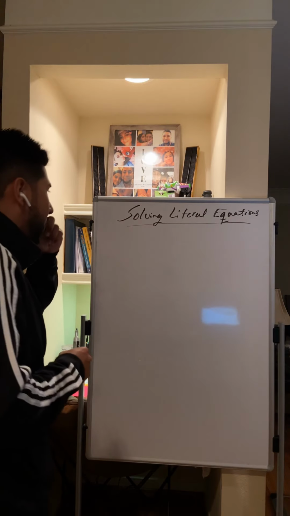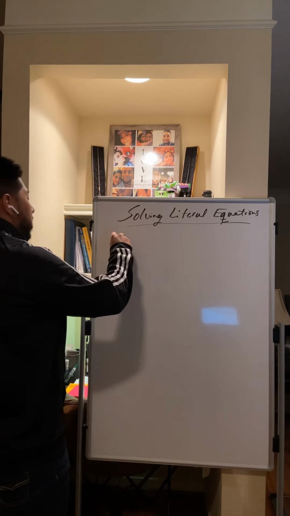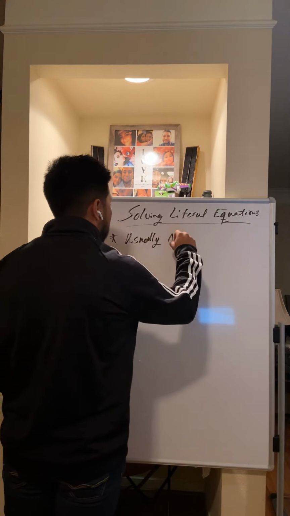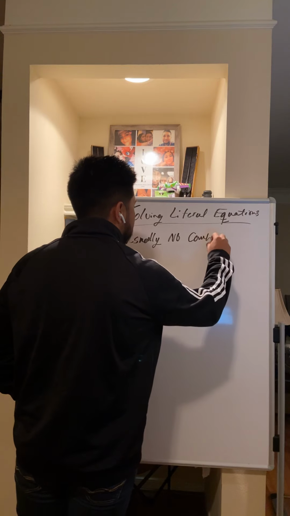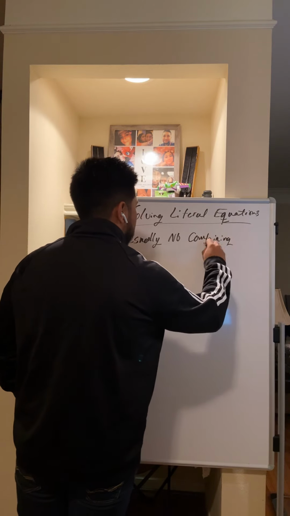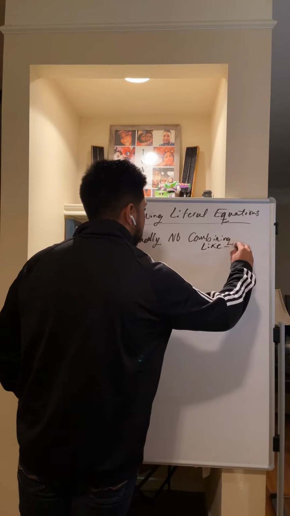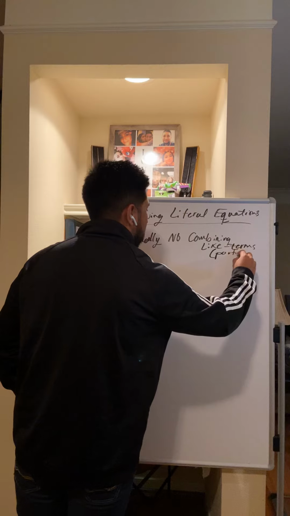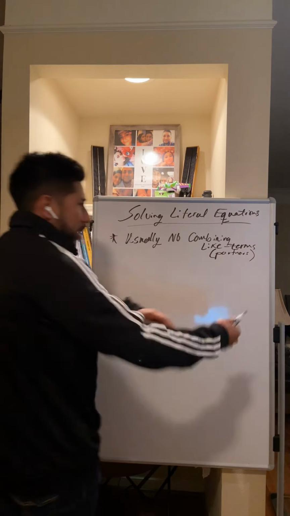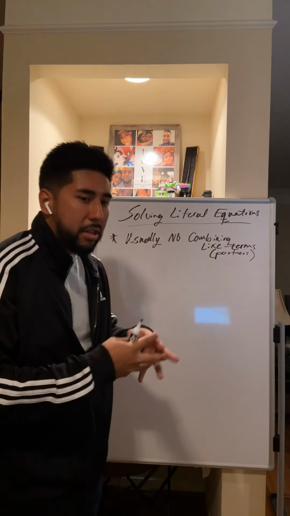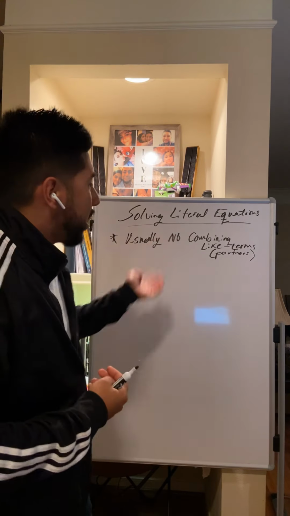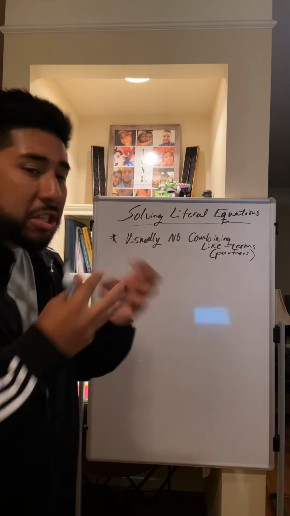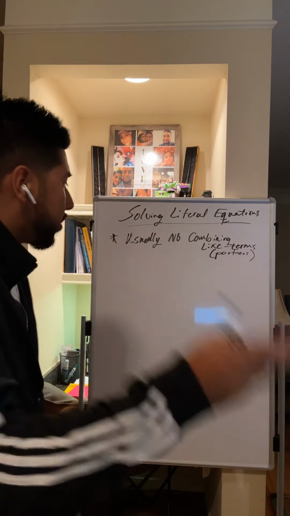But anyway, solving literal equations. First thing to know, there are usually no combining like terms. If you remember what combining like terms is, that means when I would add the partners. So I would get the numbers together, put them together, get the x's together, put them together, and all that good stuff. And for this particular topic, we're not looking at that. All we're looking for is fixing a formula, fixing the equation.